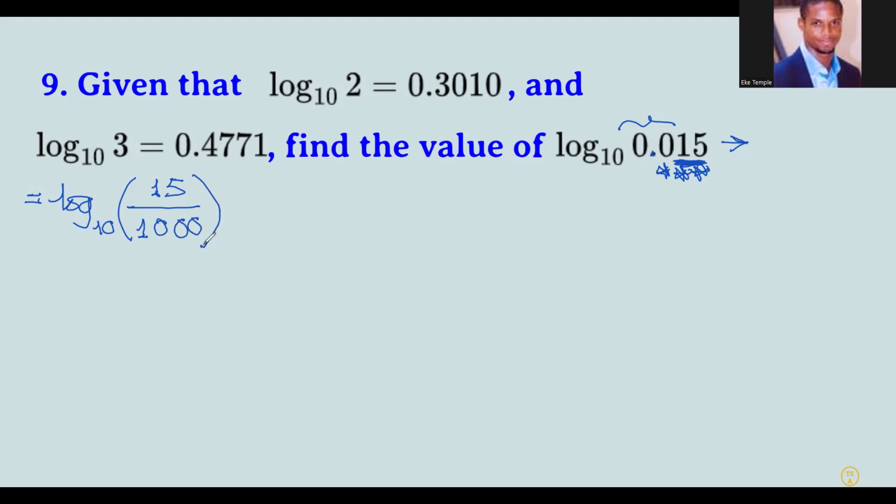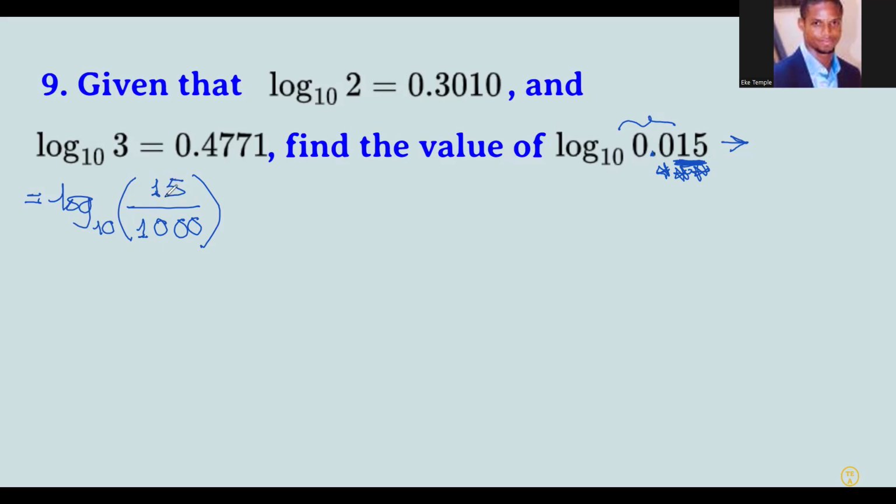Of course, you're thinking of dividing by 5. Please don't do that, because the 1000, as you can see, is related directly to the base 10. So instead, think of how well we can express 15 in terms of 3 and 2. How can we do that?